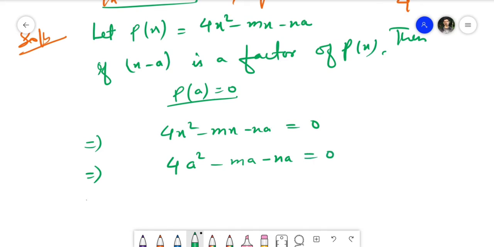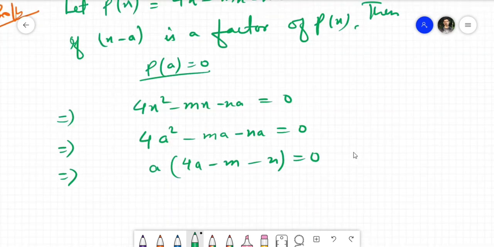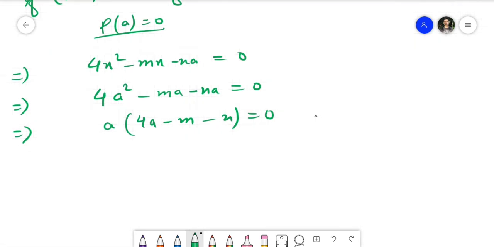And as you can see, a is common everywhere. We'll take out a. This will be 4a minus m minus n equal to 0. Okay, and we will divide. We'll bring this one a downside. If you divide a to anything, then it will be what?